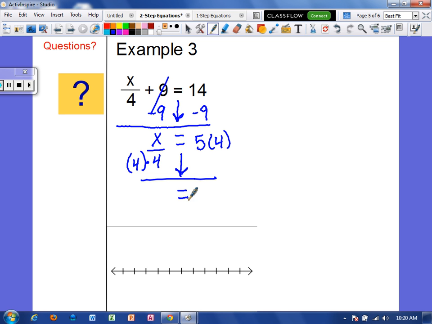5 times 4 equals 20. If we divide by 4, then multiply by 4, we end up in the same place. So those cancel, and I'm left with x. So x equals 20. Now we have to check.